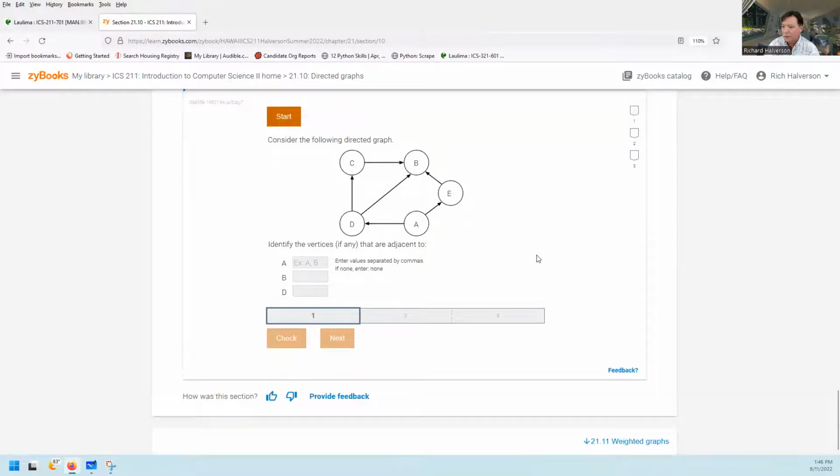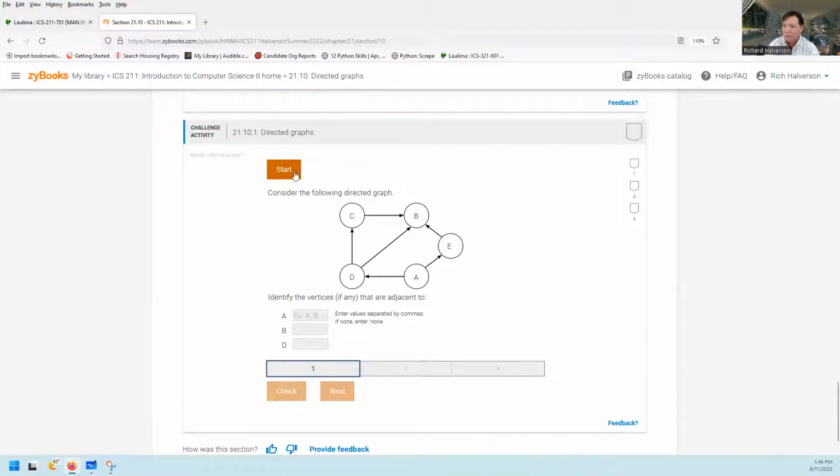Let's do this challenge activity. Consider the following directed graph. Identify the vertices that are adjacent to A. So what vertices are adjacent to A? Well, D and E are. D and E are adjacent to A. Okay, so it'd be D and E.